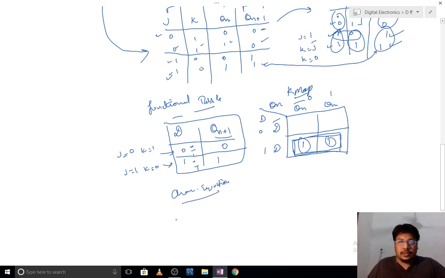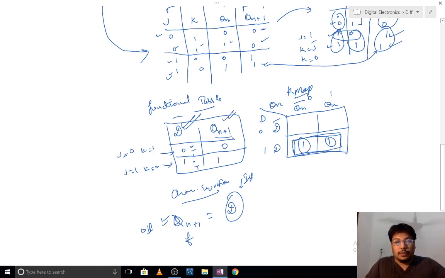The characteristic equation, let's say Qn plus 1, because output is required, or you can say it is called F as a function. What will it be? D is common and Qn is not common, it is directly D. It means D was an input initially. As per this, D was an input, and this Qn plus 1 is an output, as we have outrightly said that this is output. So D is the input, D is the output.